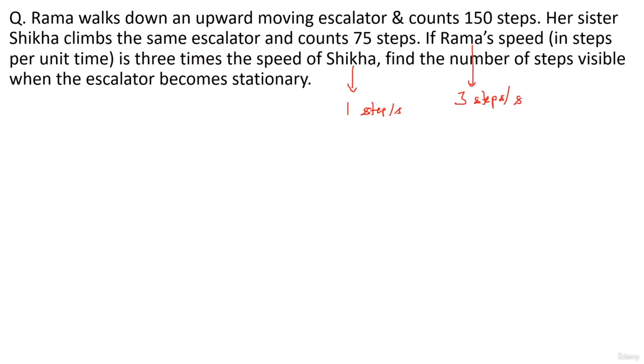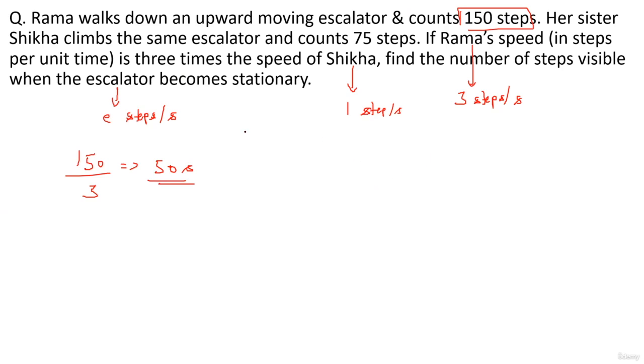And we are assuming that the speed of the escalator is e steps per second. Now Rama walks down an upward moving escalator. The escalator is going up, Rama is moving down. So definitely she has to walk more than the number of steps on the escalator, because she is going against its movement. Rama has taken 150 steps at the rate of 3 steps per second. So the time for which she has moved is 150 upon 3, which is 50 seconds.